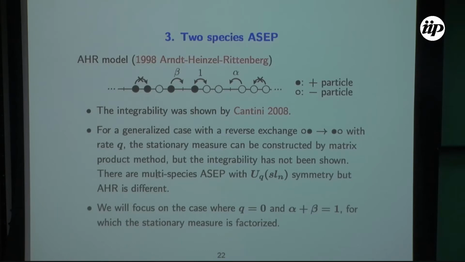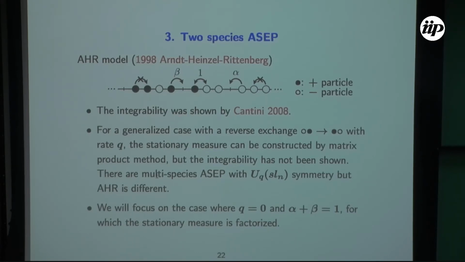We now have two species of particles, plus and minus particles. Plus is black dots, minus is white dots. So plus particles are basically ASEP, which hop only to the right with rate beta. And minus particles are also like ASEP, which hop only to the left with rate alpha. But there are exchanges. When plus and minus particles are on neighboring sites in this order, they swap their positions with rate 1. So this is the AHR model we consider in the following.